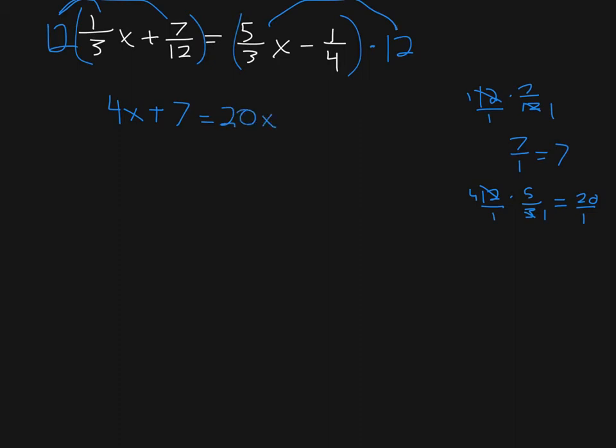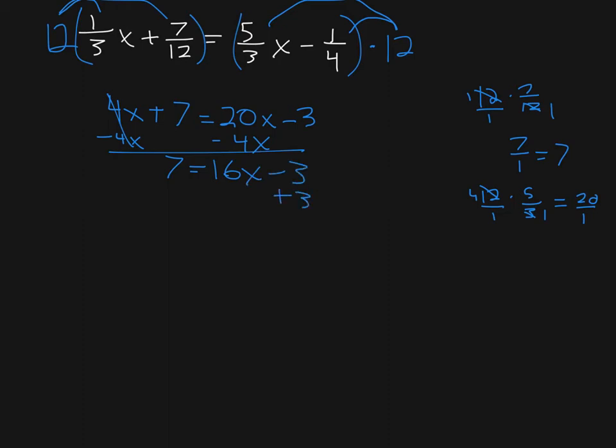and we have 12 times 1/4. That's like 12 divided by 4, so that gives me -3. Now we can solve this equation just like we would solve any other equation with variables on both sides. We can subtract 4x. We get 7 equals 16x minus 3.